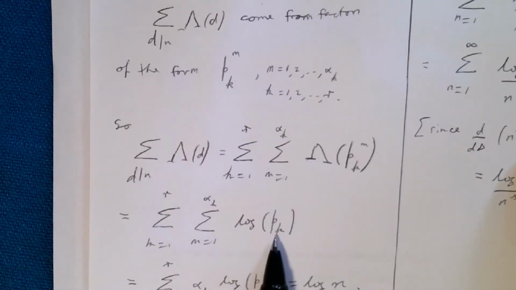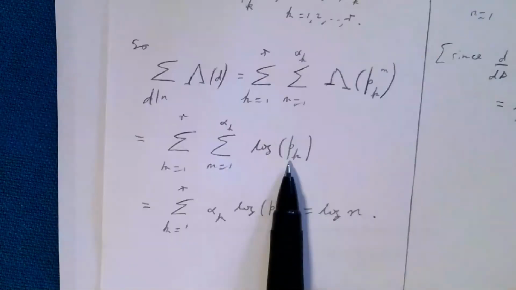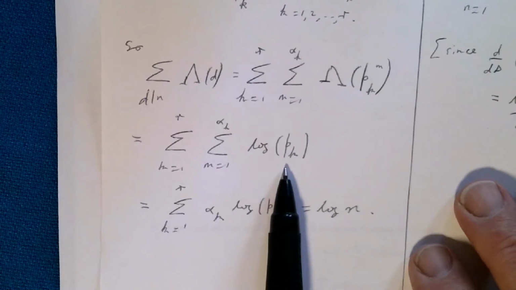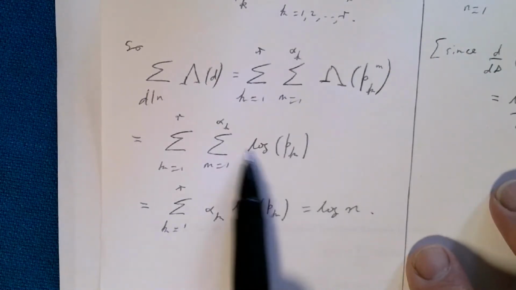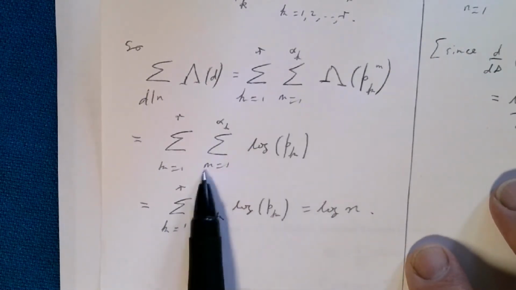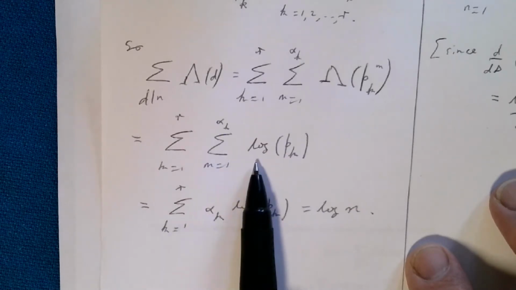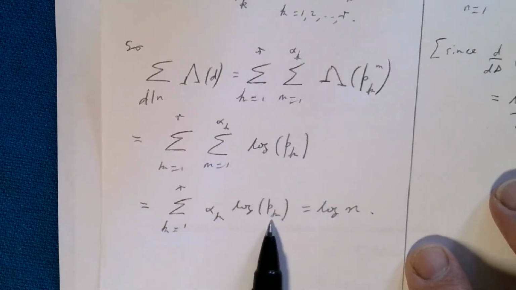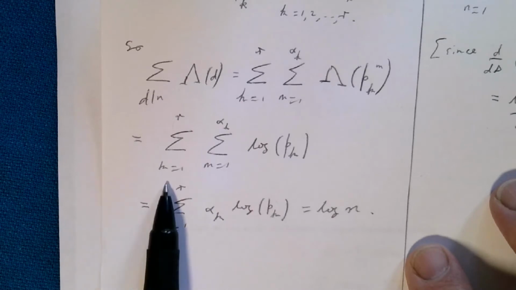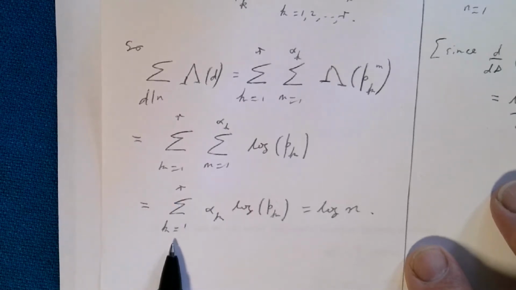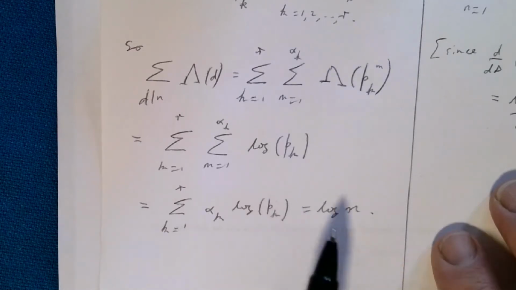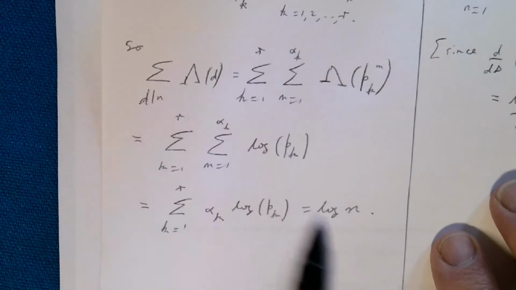This is just log of p sub k, so that's easy. Now this has got no m's in it, so if I let m run from 1 up to alpha k, then this is just alpha k times that, summed over k equals 1 to r, and that's exactly what we had before. That's what we showed log of n was, and so we then have the desired result that this sum equals log n.